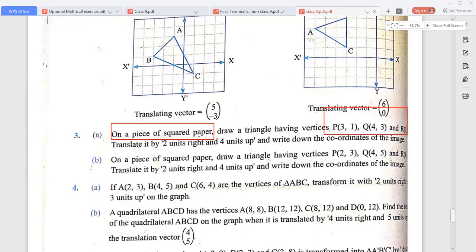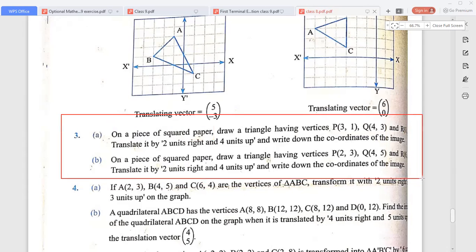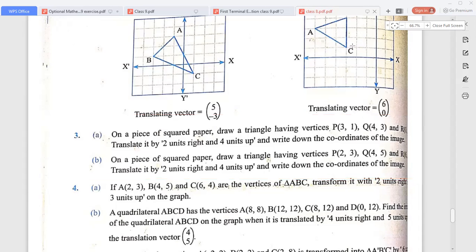Okay, question number 2 and 3 are homework, and you have to submit your homework by the end of the examination, your first terminal examination. Okay, this much for today. We will meet in our next class.